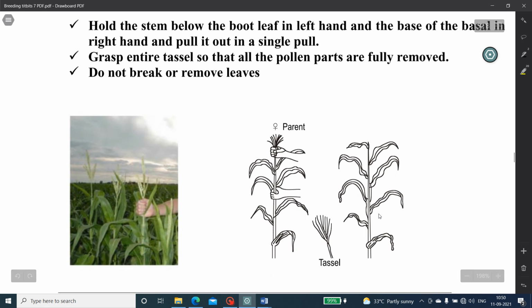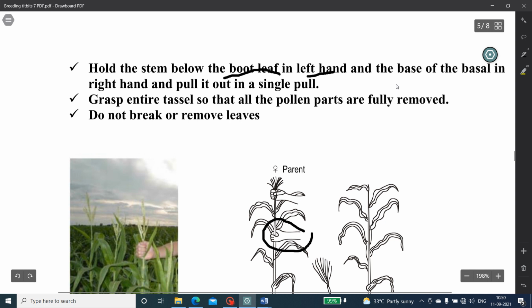Now we can see the method of detasseling, and here I have explained. You hold the stem below the boot leaf in your left hand, and the base of the tassel in your right hand, and pull it out in a single pull.